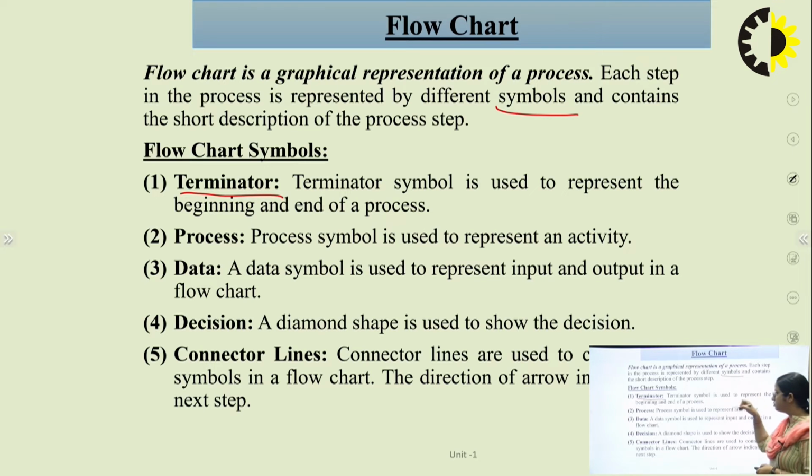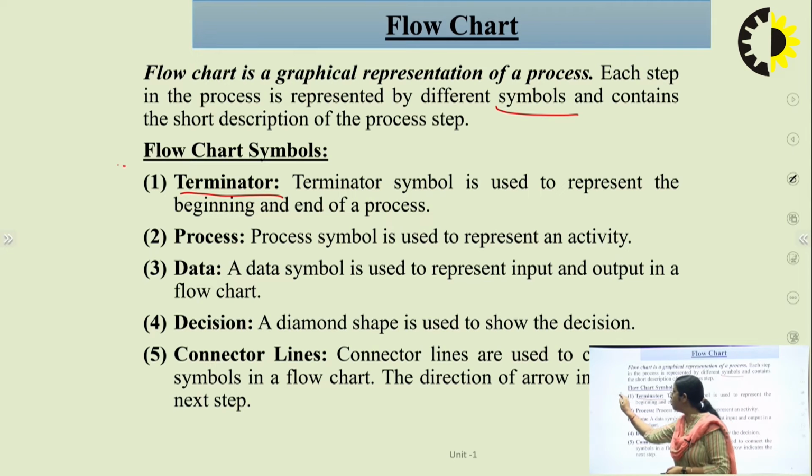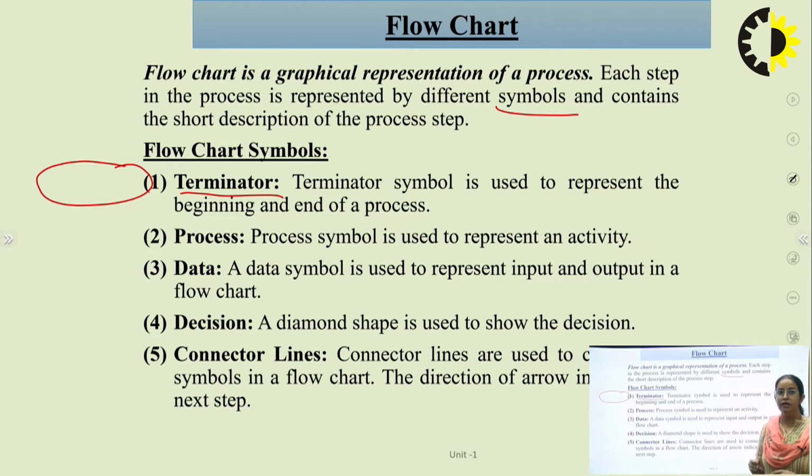In place of the terminator, which symbol are we going to use? We are using the oval shape symbol. This oval shape symbol is used for terminating any flowchart, which means the starting and the ending part of any flowchart.